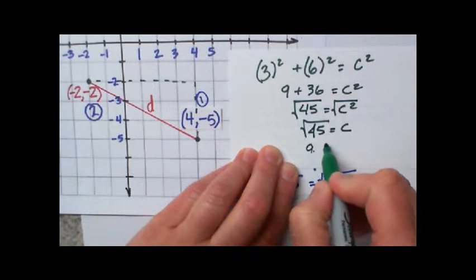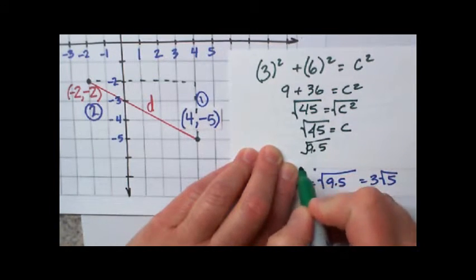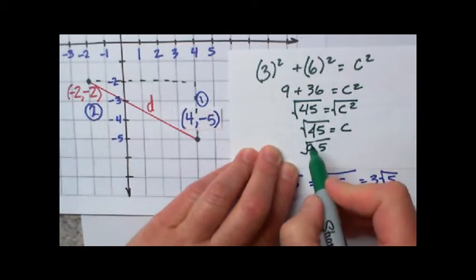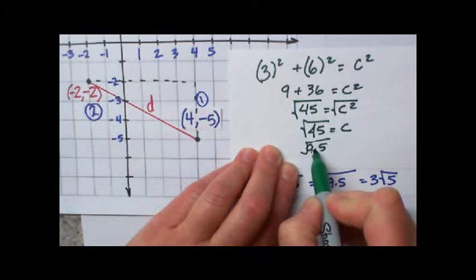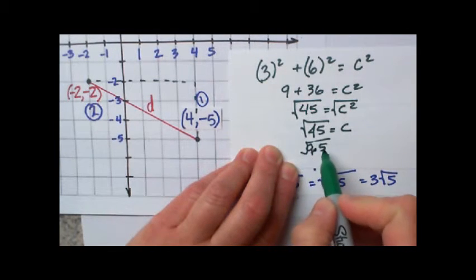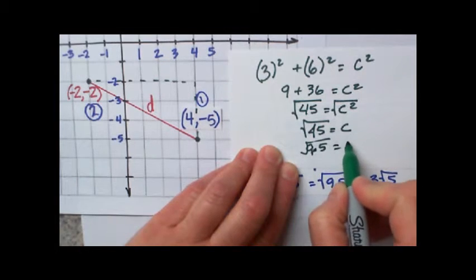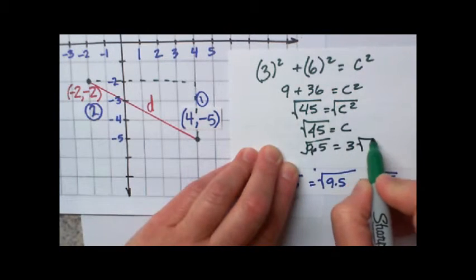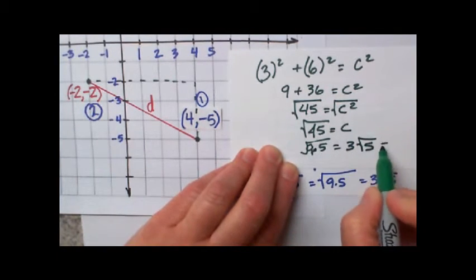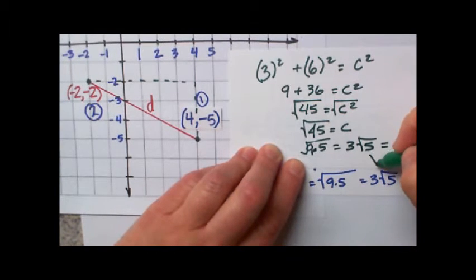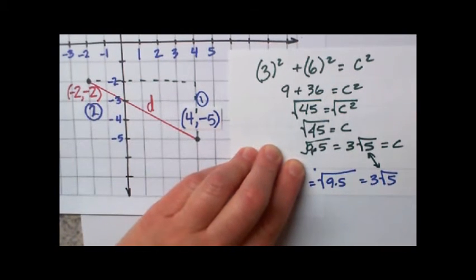Again, I look for perfect squares. 9, sorry, a little sloppy there. 9 times 5 equals 45. So I can pull out that 9. And I'm left with 3 times the square root of 5 equals c, which is what we got a minute ago, so that checks.